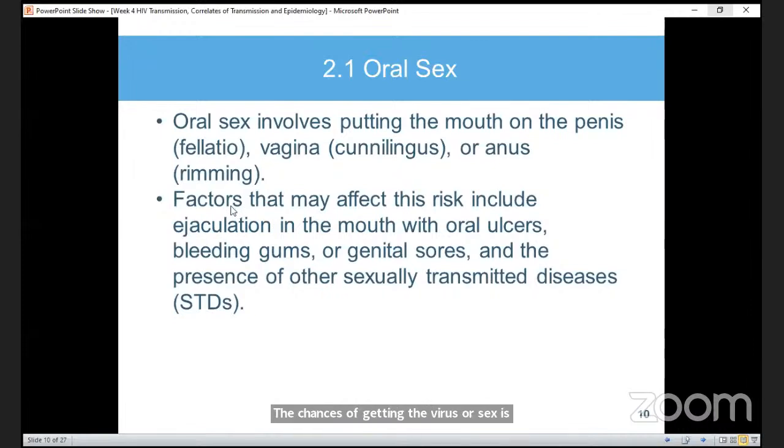We have different categories there. We have fellatio, we have cunnilingus, and we have grooming. All these are forms of oral sex, but they pose less risk unless there are conditions like the ones I've mentioned here.